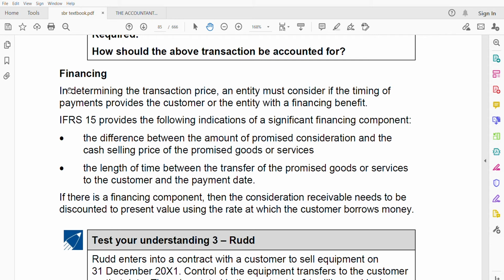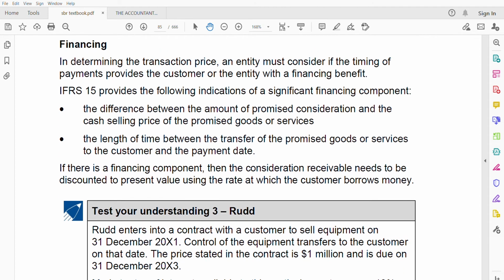In determining the transaction price, an entity must consider if the timing of the payments provides the customer or the entity with a financing benefit. You should see if they give a financing benefit, the timing of that payment, whether to the customer or to the entity. So IFRS 15 provides the following indications of a significant financing component. These are some indications that there is a significant financing component: the difference between the amount of the promised consideration and the cash selling price of the promised goods or services.